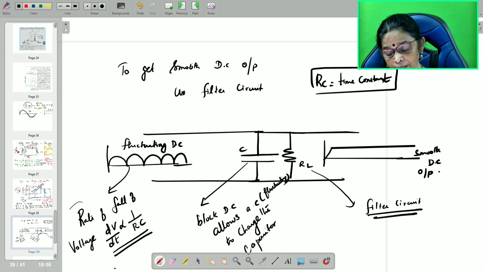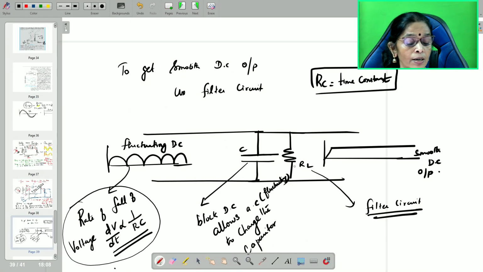see here this part is there, so do not get confused. Here I have to get a smooth DC output, so in order to get a smooth DC output, I am using a capacitor. What does the capacitor do? The fluctuating voltage is there now, that means variation in the voltage. If there is a variation in the voltage, there is a variation in the current, right? We have seen this now in EM waves.